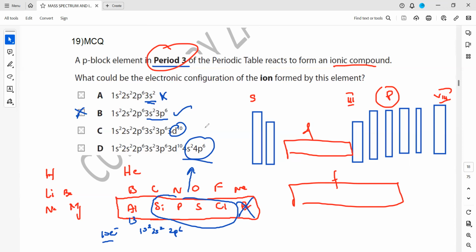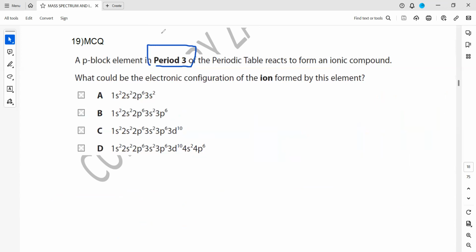This would be the answer if they asked about a p block element of the fourth period, not the third period. So B is the right answer. Why? Because when we have a period 3 element, either it loses all its third shell electrons or it gains electrons to complete the octet. In this case, the third shell is complete by 2 and 6. That's why B is the right answer. Is it clear?